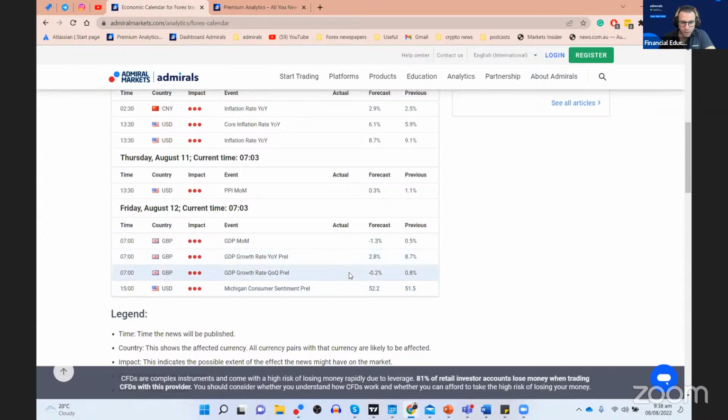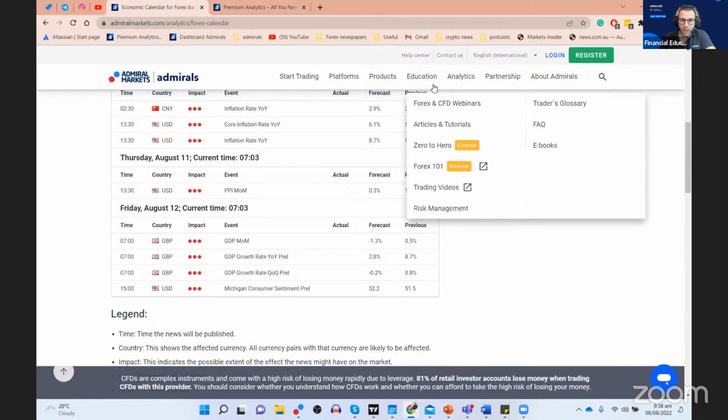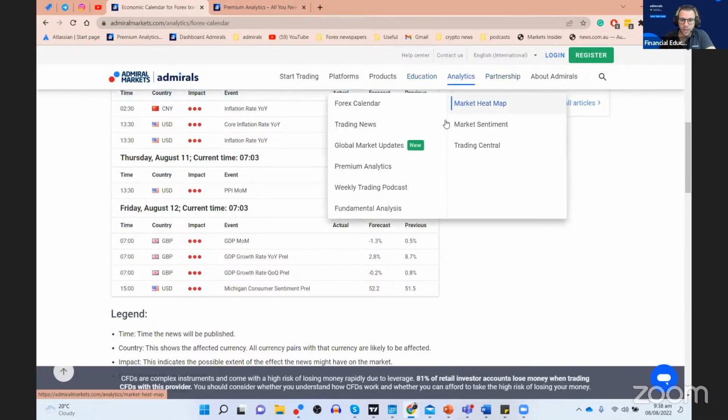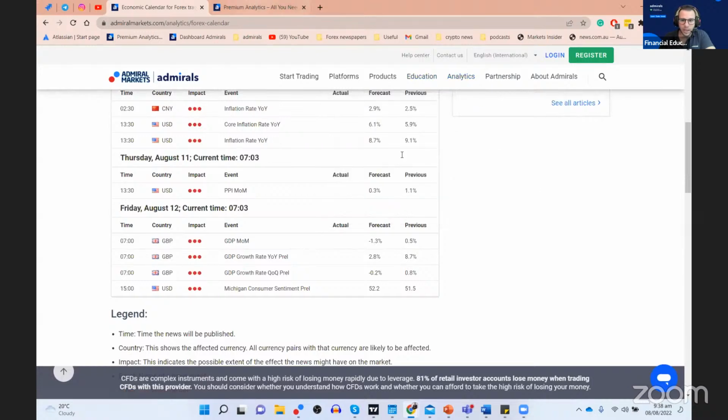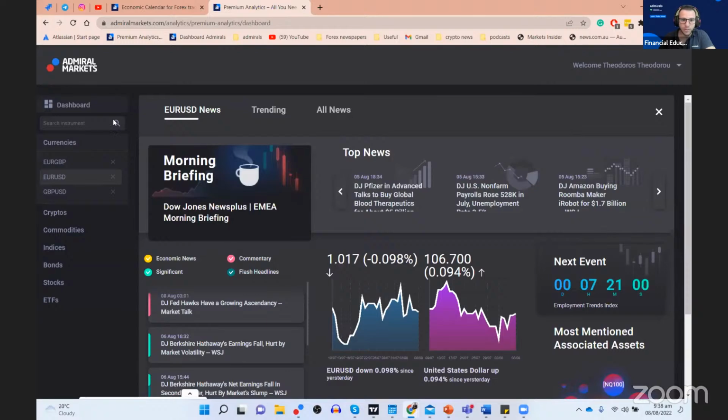Some not very positive news forecasting. This is just a forecast yet. So we will just see how the markets react. And then, as usual, if you go to analytics, premium analytics, and you do a login, you're going to come up to this page here.